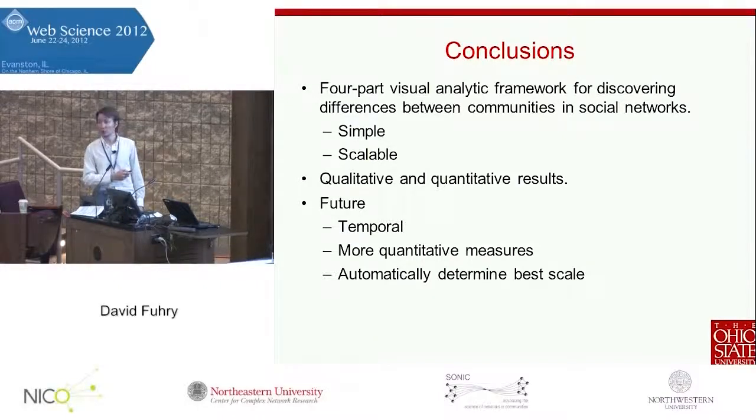In the future, we'd like to look more at the temporal results and how to make them more intuitive and fluid. We'd also like to find more quantitative measures, because we looked at distance from the regression line, but it seems like there are a lot of other interesting ones we could look at, and automatically determine the best scale at which to view these.